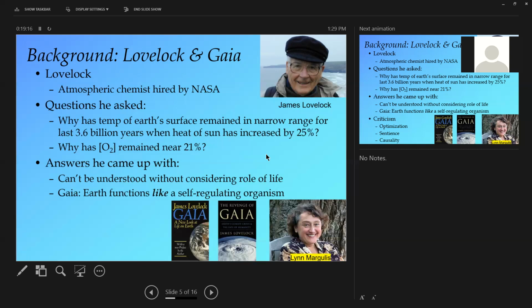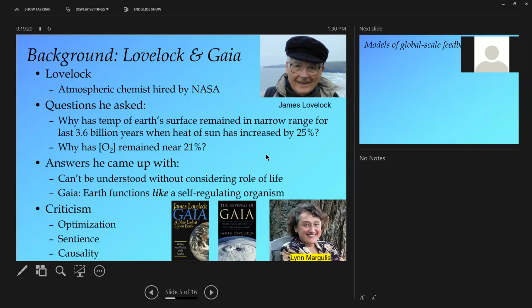But at any rate, there was a lot of criticism about the idea that the Earth was somehow optimizing something. It doesn't have any set goals, so how can it optimize something? The idea that there must be some sort of sentience in his theory, which again, there was never any sentience in his theory.